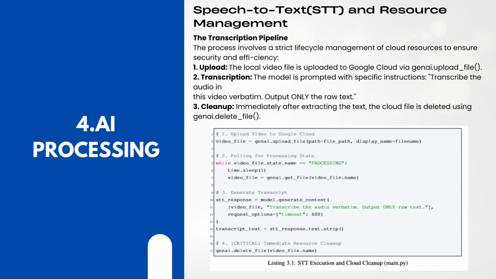Once the data is securely persisted, the AI pipeline begins. Step 1 is the multimodal ingestion. Unlike traditional pipelines that require extracting audio tracks using FFmpeg, we leverage Gemini's multimodal capability. We upload the raw video file directly to Google Cloud.